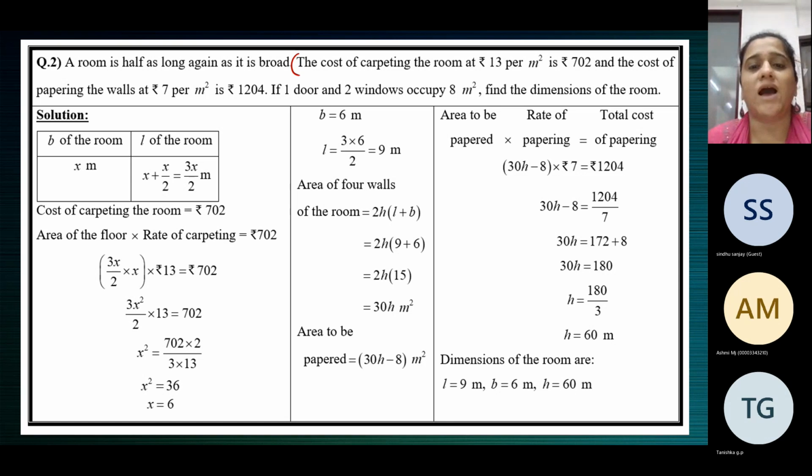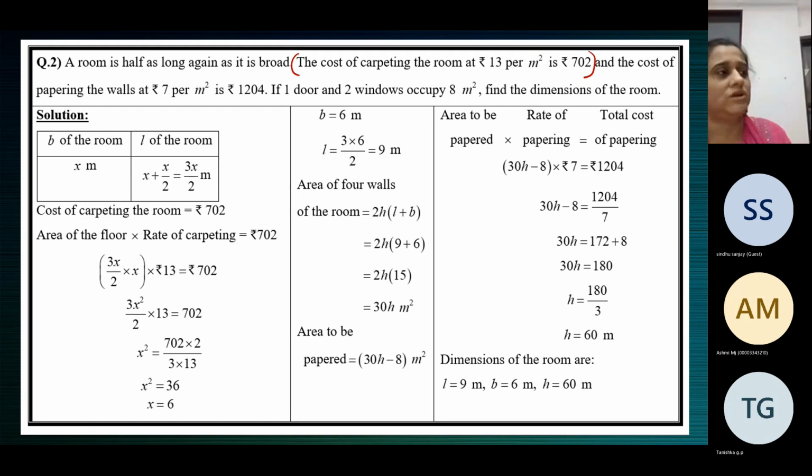Okay. The cost of carpeting the room. That means carpeting is done on the floor. So the cost of carpeting the room at 13 rupees per meter square is 702 rupees. Don't read ahead. We'll stop there. See here. Cost of carpeting. How will you find the cost of carpeting? Whatever is the area of the carpet into the rate will be the total cost of carpeting. And what will be the area of the carpet? The area of the floor.